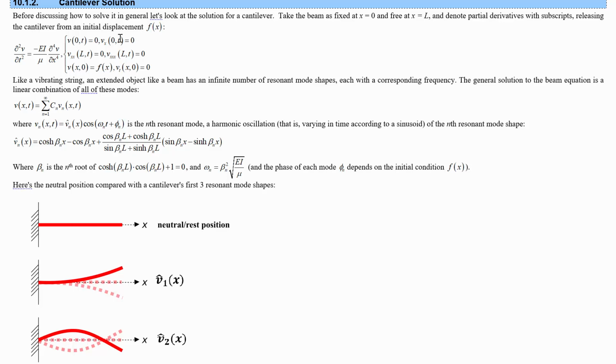Right. The slope at 0 is also 0 for a fixed support. It's not a pin that can rotate, it's just fixed to 0. What about the far end? At L, because it's a free end, we have no moment applied there, so that leads to the second partial with respect to x, which we'll show with these two x subscripts here, is equal to 0. And there's no shear force applied there either, so that means the third partial with respect to x at that end of v is equal to 0.